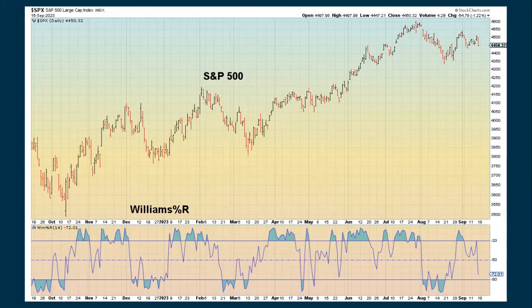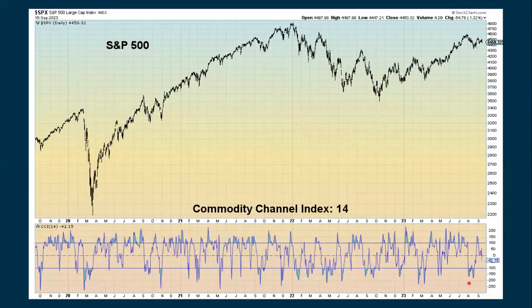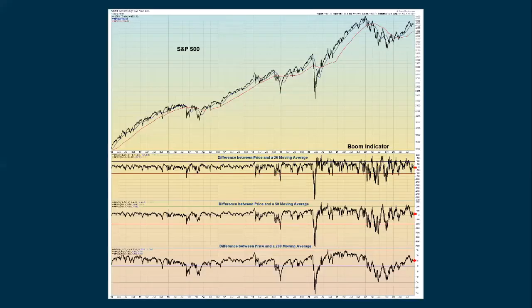Another short-term touchy indicator is the Williams %R, but not quite as touchy right now. It's below 50 and declining, but not giving us any kind of an extreme reading. We look at the CCI 14 also for extreme positive or negative readings, and then the CCI 20. And because we've been trendless right now, these shorter term indicators are not telling us much.